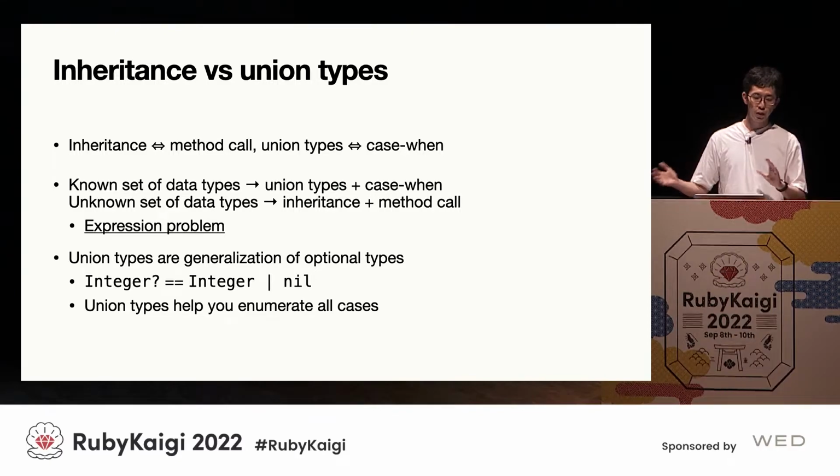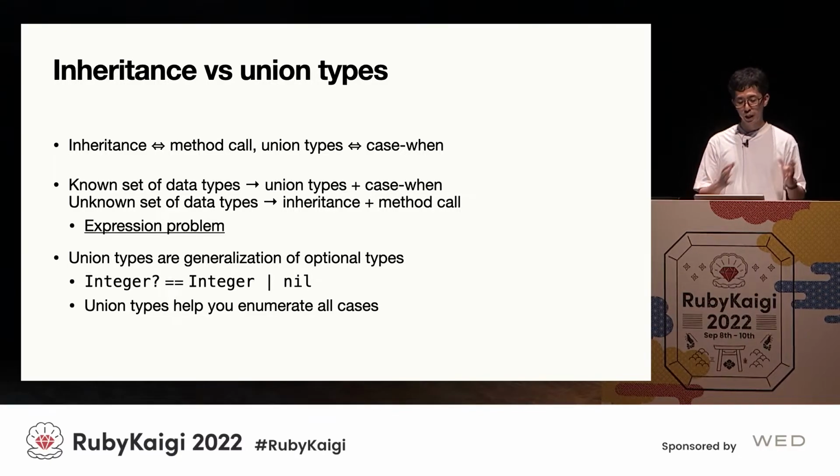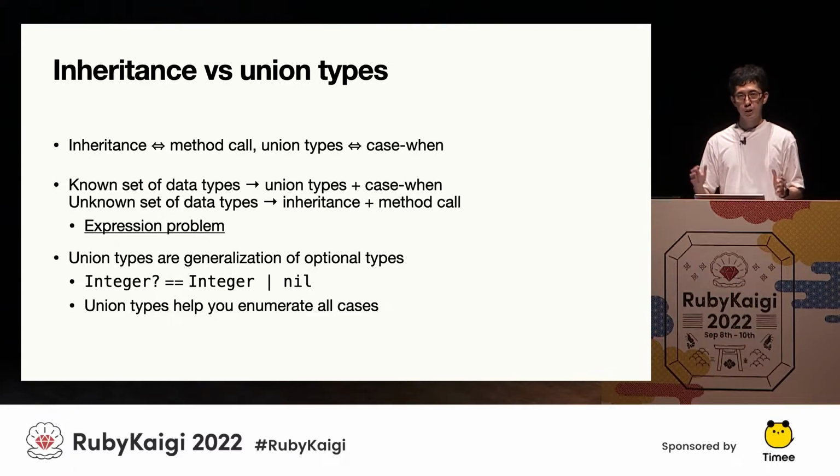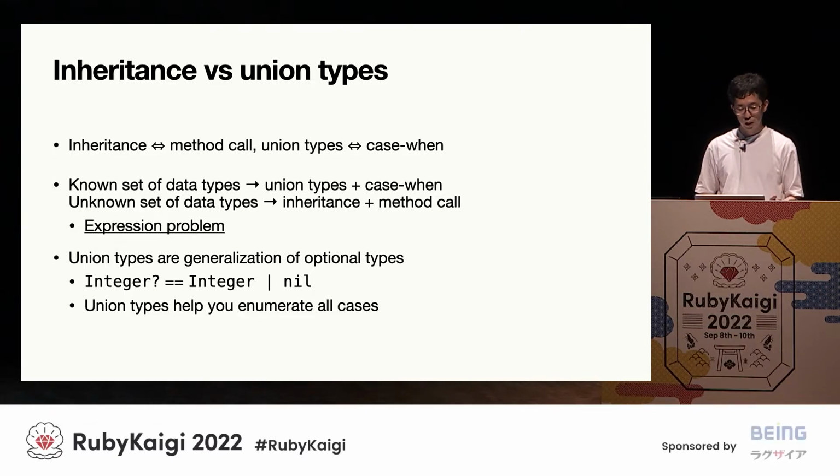So there are two styles. The first one is using inheritance and method calls. The second one is union types and case when. You can choose one of them to write the implementation. I think you will decide that, but as a rule, if you have a known set of data types, in this case we have four types of queries, then we can use union types and case when.